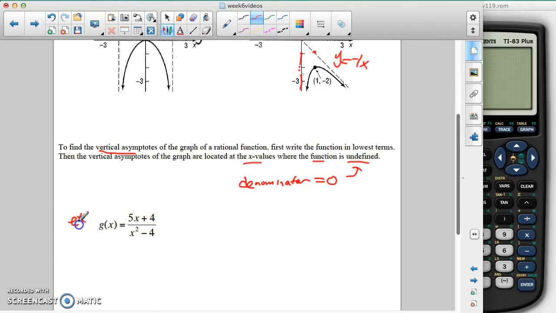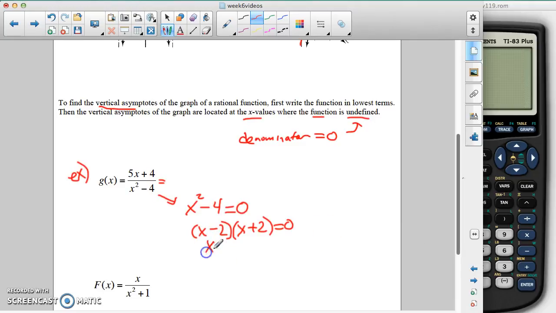So in my first example, g of x here, we can't factor anything in the numerator. We could factor the denominator, and to find out where our undefined values are, we're going to just look at our denominator, x squared minus 4. We're going to set that equal to 0 and find our solutions. Now this factors into x minus 2 and x plus 2 equals 0. So that means x minus 2 equals 0, or x plus 2 equals 0. So that means x is 2 or negative 2.